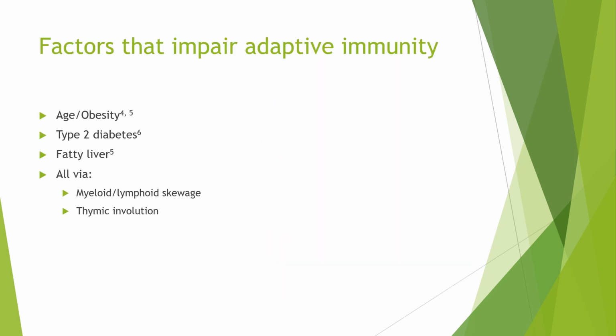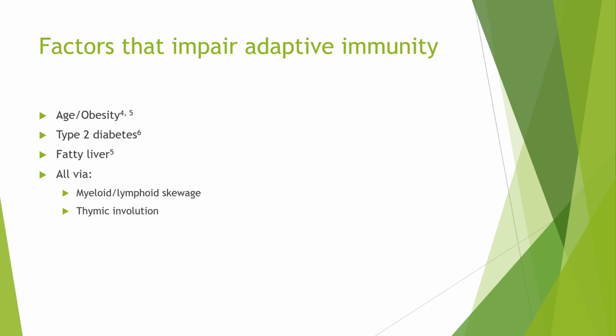Factors that impair adaptive immunity. There are a number of different factors that can really put a dent in our ability to fight a viral infection. Now, if you're currently paying attention to the coronavirus pandemic going around, you'll notice that most of these factors that I'm about to mention are the comorbidities that are going to make you more likely to develop a severe reaction or death. They include age, in other words, being older, obesity, type 2 diabetes, fatty liver. And now these all work via essentially the same mechanism.